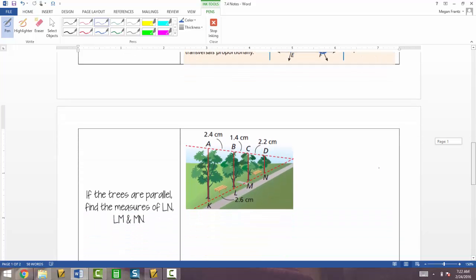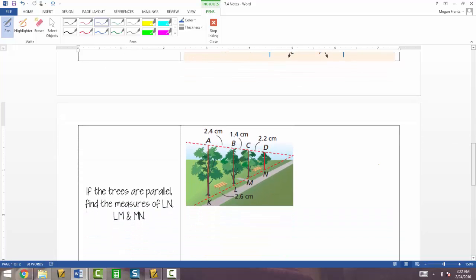So you can get a problem like this tree one here. All the trees are parallel, so these are our parallel lines here. I need to find the measures of LN, LM, and MN. So let's make them some variables. L to N, so this total distance here, we can make that X. L to M, we'll make that Y, and then M to N, we can make that Z.